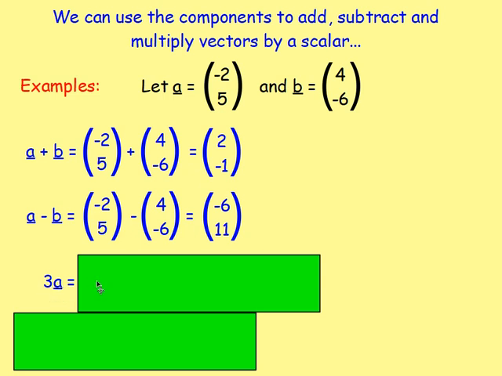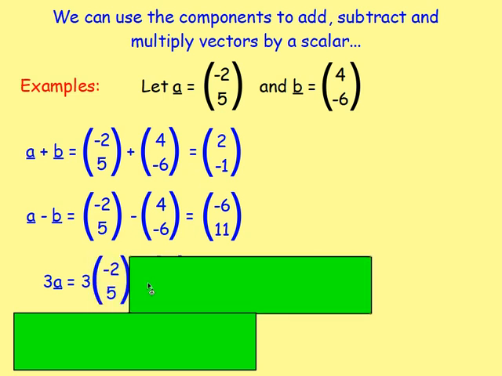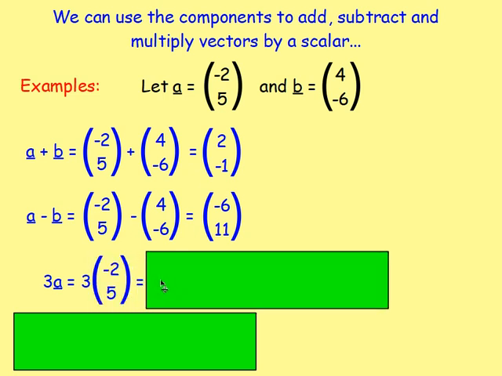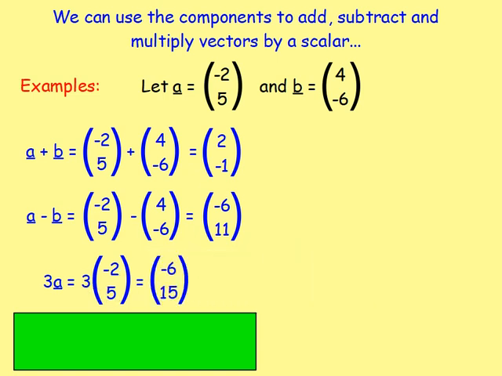From there, 3a, we're multiplying vector a by a scalar. We're multiplying by 3, so really it's 3 times vector a. And to work that out, we just do 3 times negative 2 and 3 times 5, so that'll give us the vector negative 6, 15.